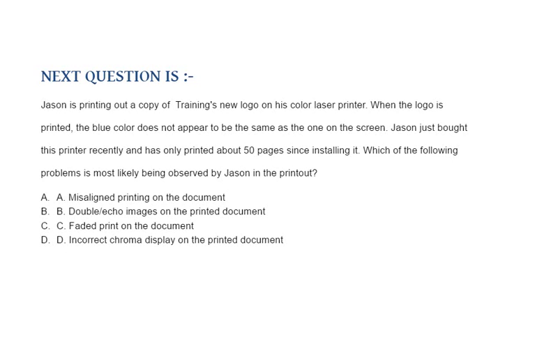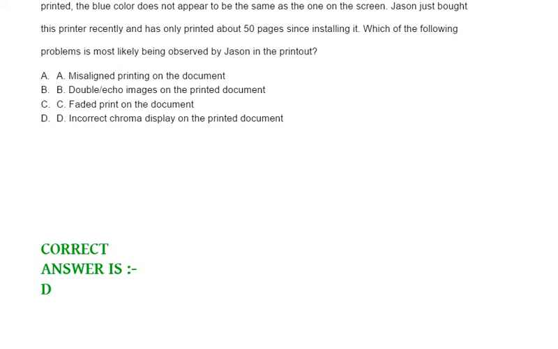Option A. Misaligned printing on the document. Option B. Double echo images on the printed document. Option C. Faded print on the document. Option D. Incorrect chroma display on the printed document. Correct answer is option D.